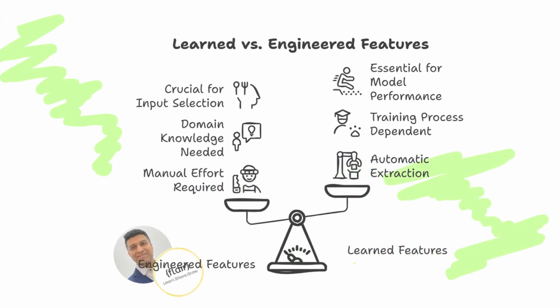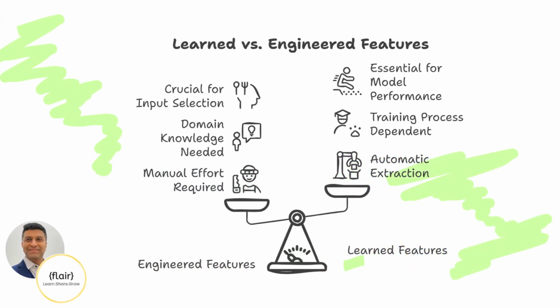Learned versus engineered features. So, what's the difference between learned features and engineered features? Engineered features require you to put in some work using domain knowledge and manual effort to create features that make sense for the model. On the other hand, learned features are automatically extracted during training, especially in deep learning models. But even with powerful techniques like deep learning, feature engineering still matters. You need to pick the right inputs for the model to process.